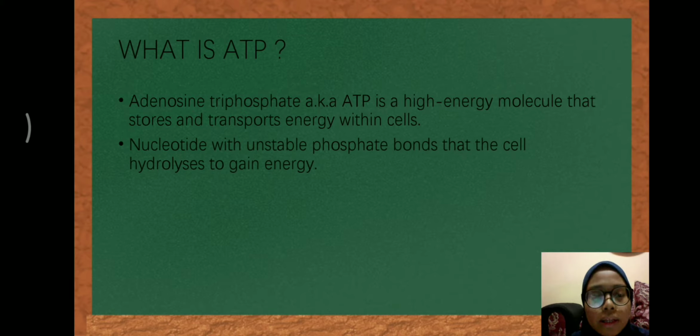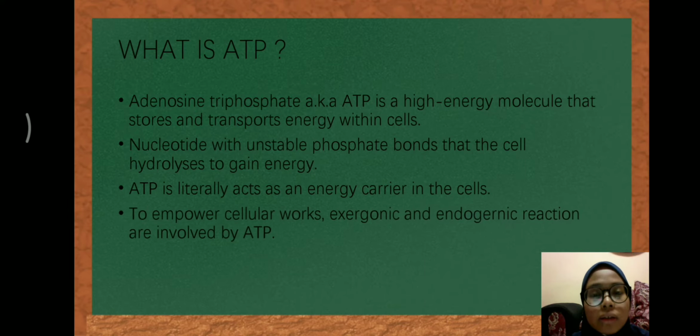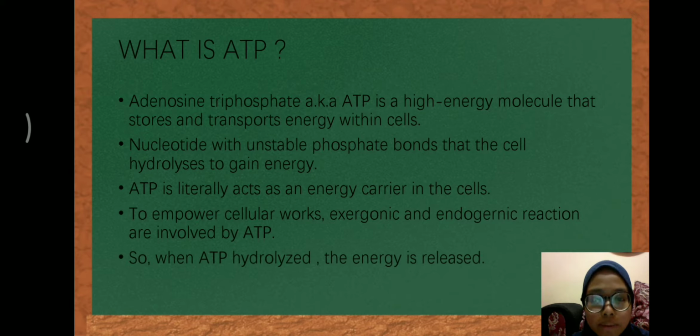So, ATP is a nucleotide with unstable phosphate bonds that the cell hydrolyzes to gain energy. ATP literally acts as an energy carrier in the cells. To empower cellular work, exergonic and endergonic reactions are involved by ATP. So, when ATP hydrolyzes, the energy is released. In a short conclusion, ATP is an energy that needs to be hydrolyzed before it is released by the cell.